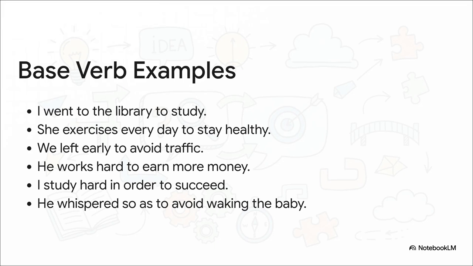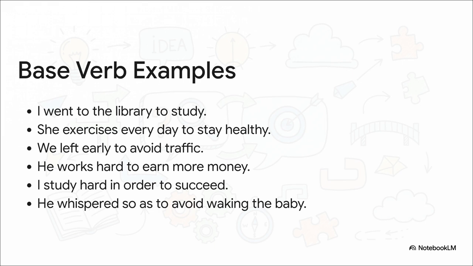Let's actually walk through 6 examples step by step so you can really hear this rule in action. Number 1, I went to the library to study. Just a pure base verb. 2, she exercises every day to stay healthy. Notice that simple base verb, stay. 3, we left early to avoid traffic. 4, he works hard to earn more money.